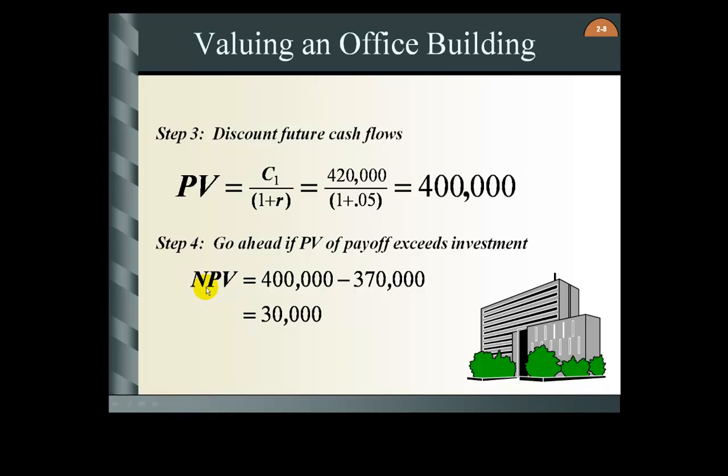Finally, you have to compute the NPV. NPV is a net present value, right? And you know that the initial investment is $370,000 right here, and the present value of the cash flow that you expect to get 1 year from now is $400,000. So the net present value of this project would be the difference between these two numbers, and it's $30,000. So obviously this is an attractive project because you have a positive NPV, right? If you have a positive NPV, you should accept the project. On the other hand, if you have a negative NPV, then it's not a profitable project.